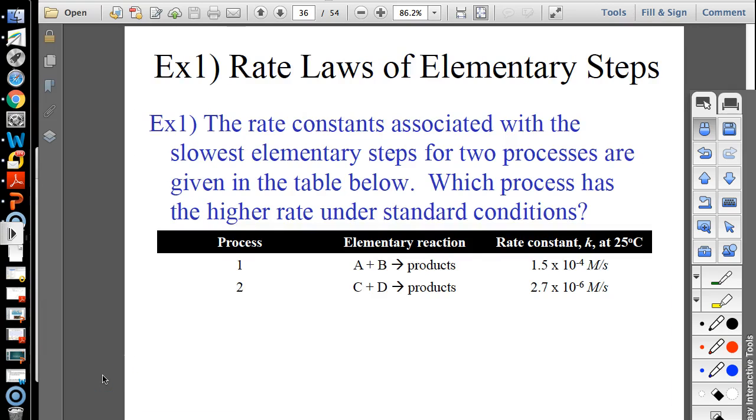All right, so go ahead and talk to your neighbors. The rate constants here are associated with the slowest elementary step. Which process has a higher rate under standard conditions? So talk to your neighbors, and I'll pick somebody. Oh, well, intermediates are formed and consumed during the reaction. Catalysts come in and leave the reaction. Now, I'm not the catalyst, so you're okay. Which one's going faster?